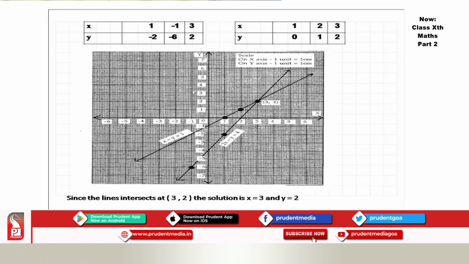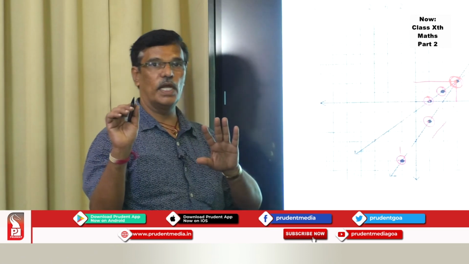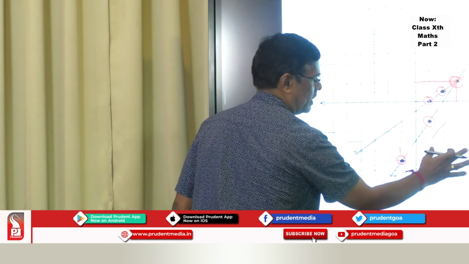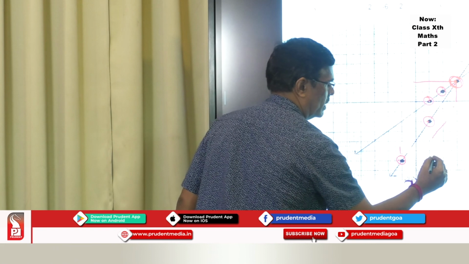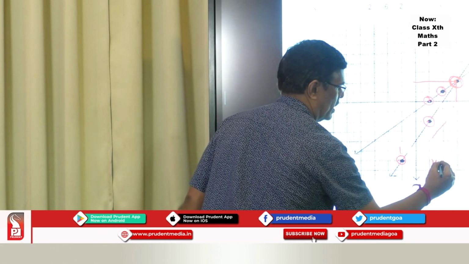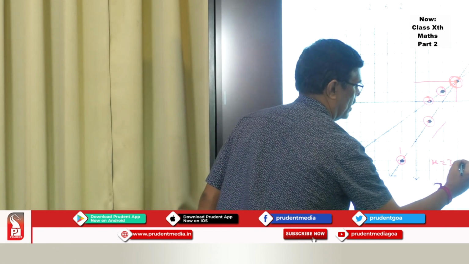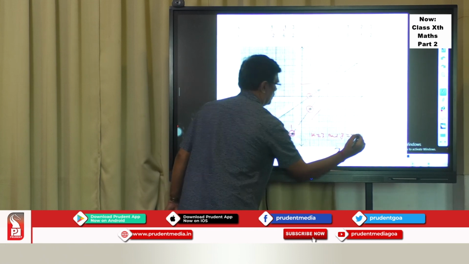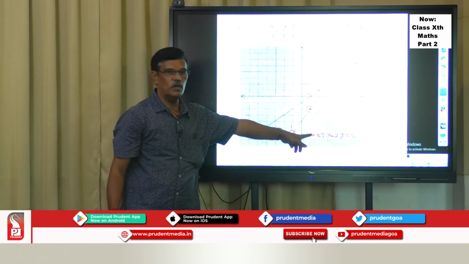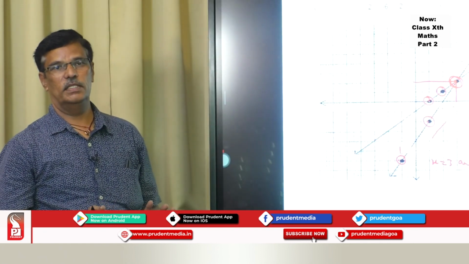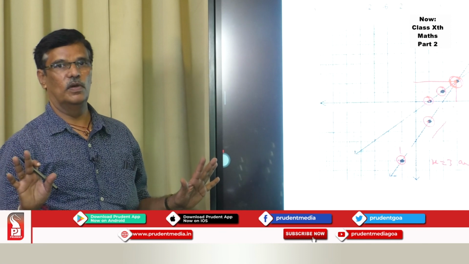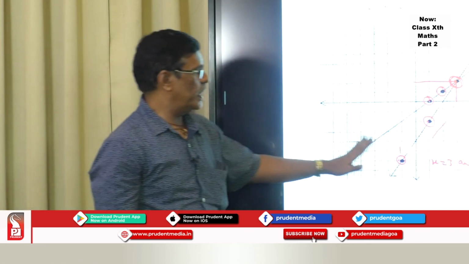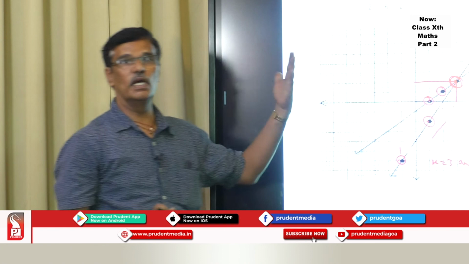So the moment I get the value of x is 3, the value of y is 2, I have written the solution down here, but you are supposed to write that solution on the graph page wherever you get space. We can write the solution here: x is equal to 3 and y is equal to 2. You have to write the solution on the graph page. I hope it is clear to all of you. This way we find the solution graphically.